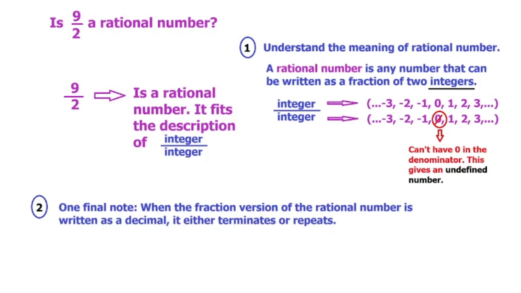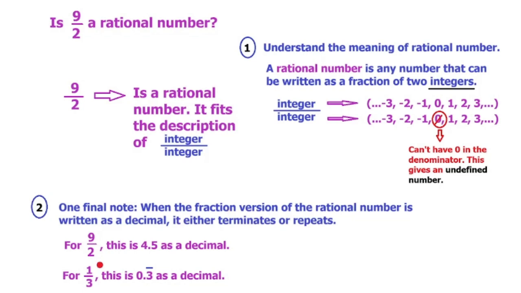So for 9 over 2, this is 4.5 as a decimal. So it terminates. It doesn't go on forever. An example of a fraction that goes on forever is 1/3. When you write this as a decimal, it's 0.33333, and you write it as 0.3 with a line on top, and that means it repeats forever. So the line above the 3 means it repeats. That's what it means, okay?